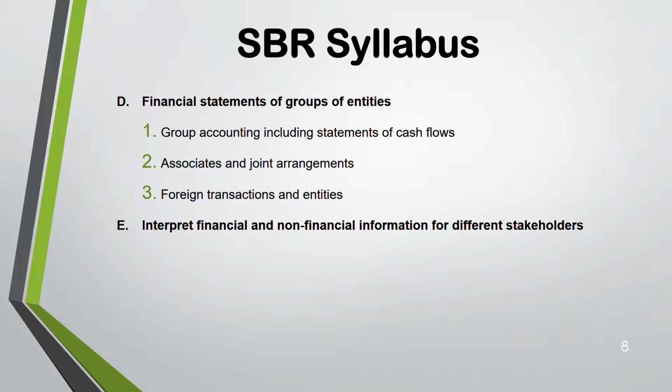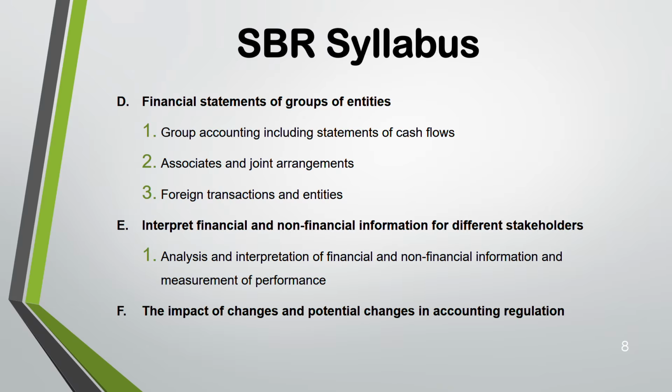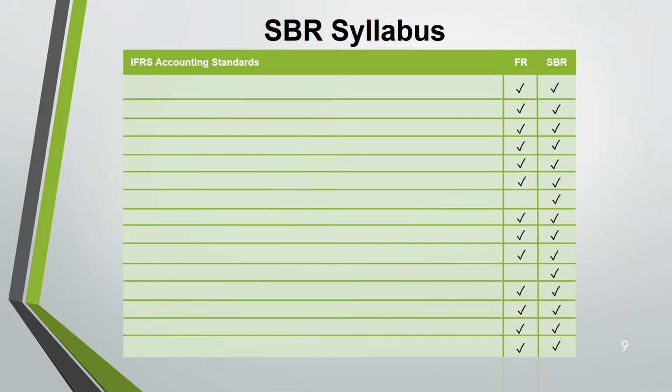Then interpreting financial statements. So this is about all your ratios, all how you measure performance. For example, we have EPS, that is IAS 33. Then impact of changes. So we are going to discuss issues in financial reporting. Okay, this is like your current issues, which is not there in your FR syllabus. Now, so these are the standards.